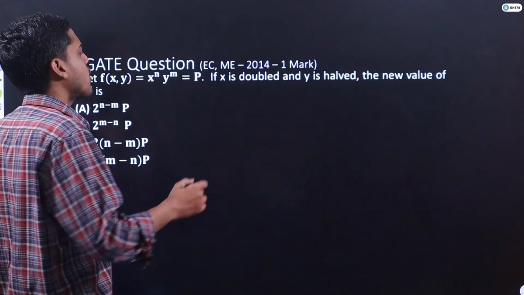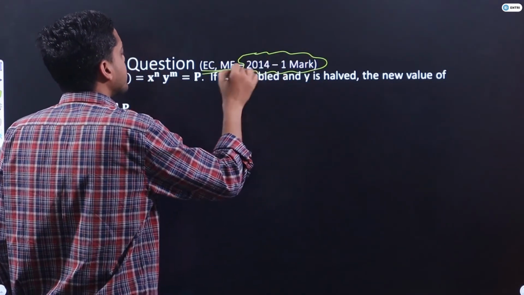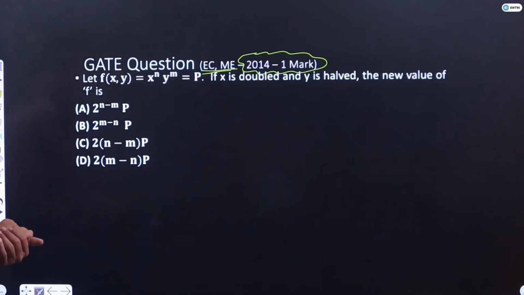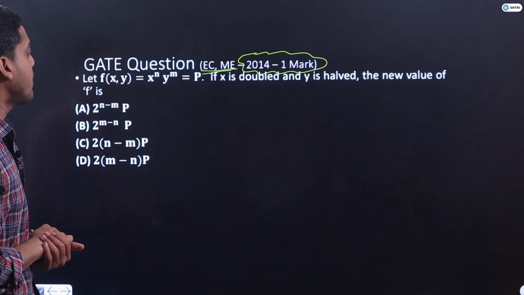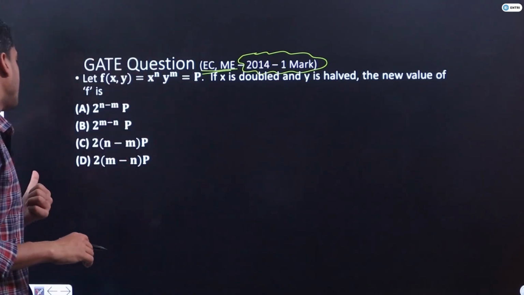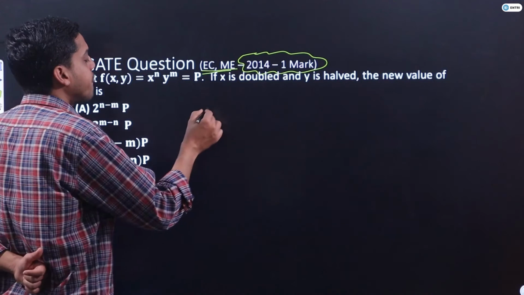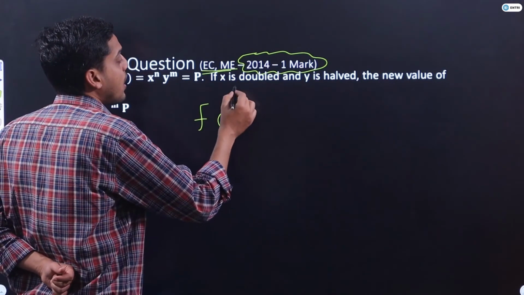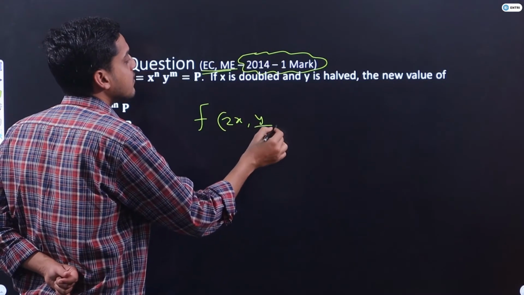Now guys, this is a question of GATE 2014 for 1 mark only, in the EC and mechanical branch. Let the function f of x, y be equal to x to the power n and y to the power m equal to p. If x is doubled and y is halved, then what is the new value of f? Now guys, the question is asking the value of the function when x is doubled and y is halved.